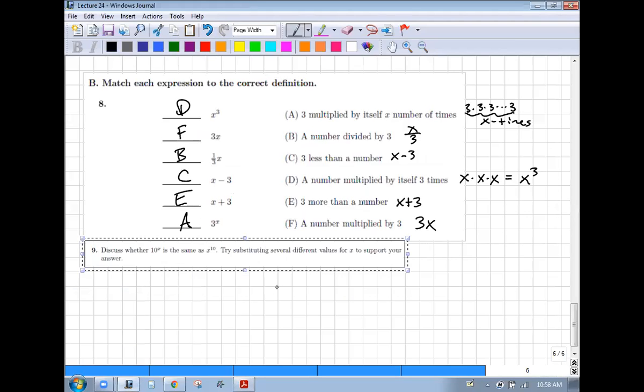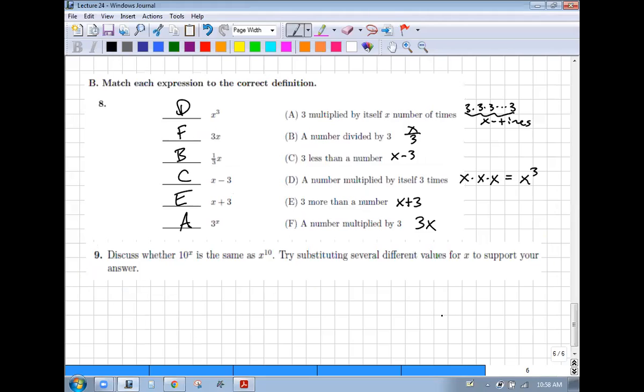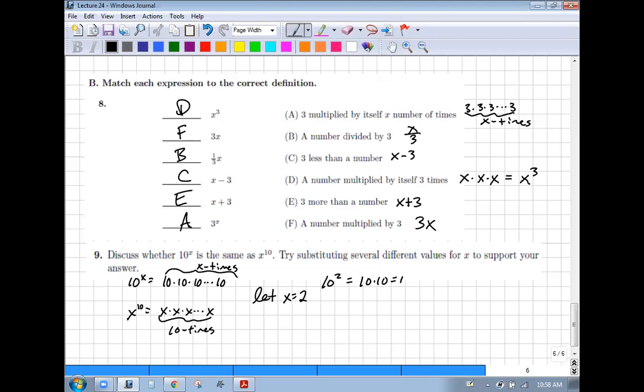All right, discuss whether 10 to the X is the same as X to the 10th. No, they're definitely not. 10 to the X is 10 times 10 times 10 times 10, X times. But X to the 10th is X times X times X times X, 10 times, right? Let X equal 2. And let's look at an example. 10 to the second power is just 10 times 10 or 100.